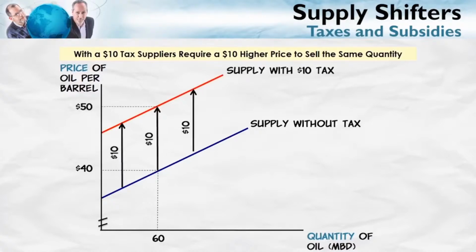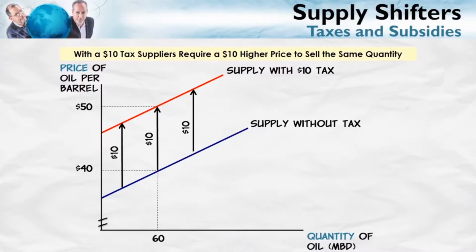$50. In fact, what a tax does is it shifts the supply curve up by the amount of the tax. In this case, by $10 everywhere along the supply curve. By the way, notice we actually haven't said anything here about what the effect of the tax will be on prices. In fact, we haven't said anything at all about how prices are determined.